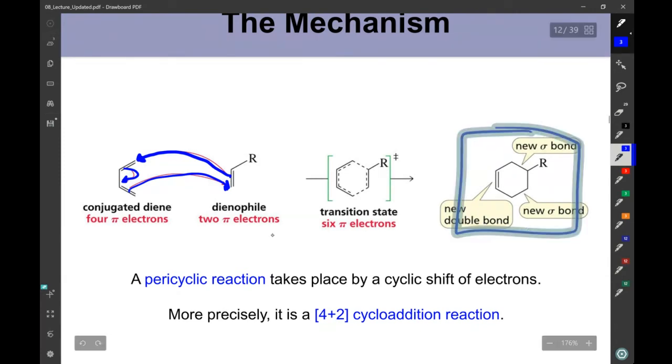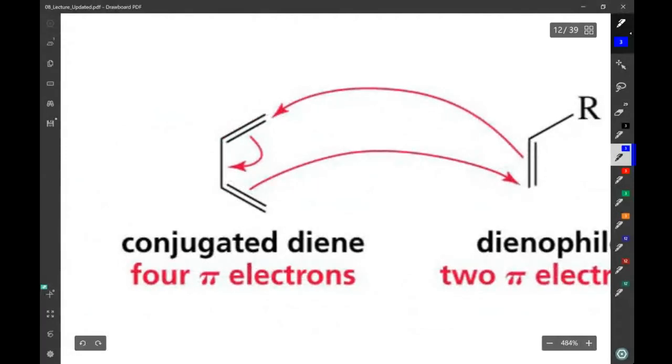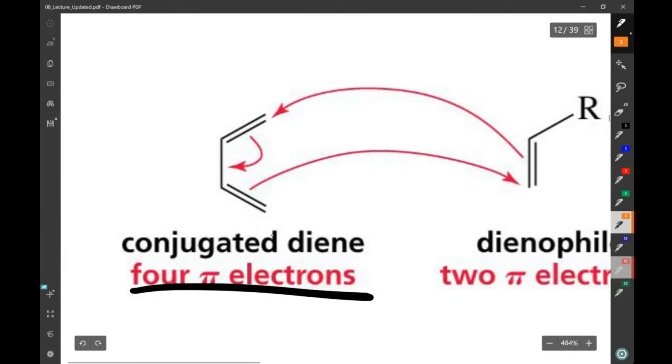Now, a couple of things I want us to do here. A couple of observations. Let's look at the diene. This is my diene here. I want us to pay attention to the diene. How many pi electrons are involved? It says there are 4 pi electrons involved here. You have 2 of them here and 2 of them here. That's what gives you a total of 4 pi electrons.